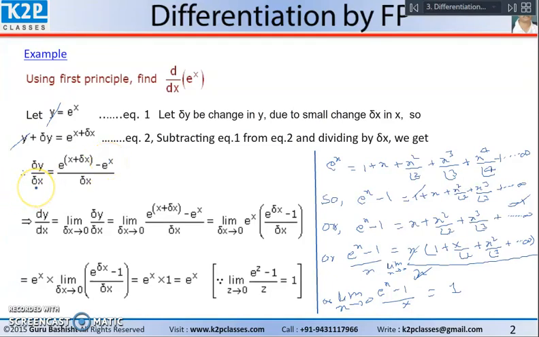Divide both sides by delta x. Apply limit delta x tends to 0. It becomes dy by dx. That is equal to e to the power x plus delta x minus e to the power x by delta x.